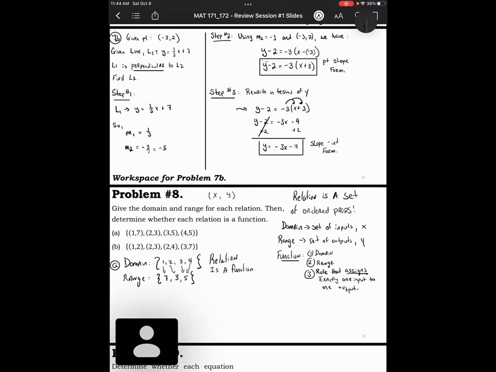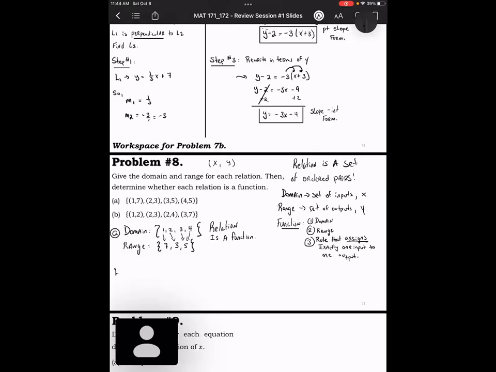And again, it goes by that definition, right? It's a rule that assigns exactly one input to one output. Let's look at part B. What's the domain for part B? 1, 2, and 3. We have 1, 2, and 3.